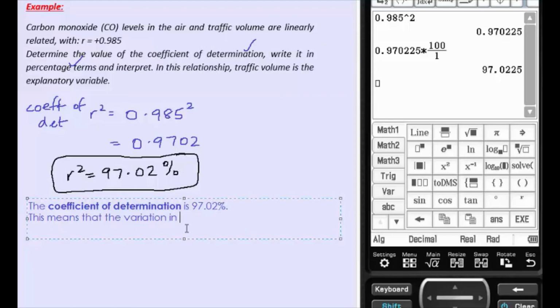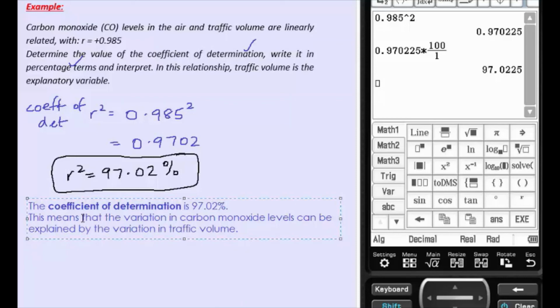So that means my variation in carbon monoxide levels can be explained by the variation in traffic volume. Now, I haven't put a number in there yet, and that's because we need to think about it. We know that according to our coefficient of determination, the more the traffic volume, generally the more carbon monoxide. And there's a 97% correlation level, so it's a pretty high correlation.